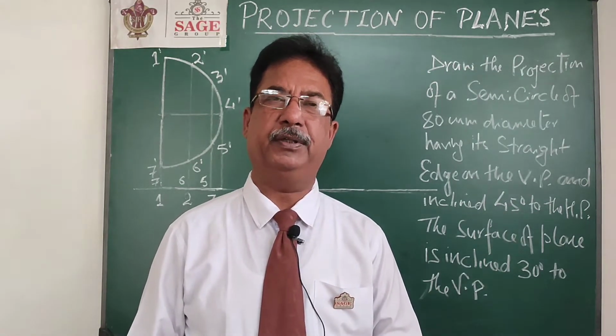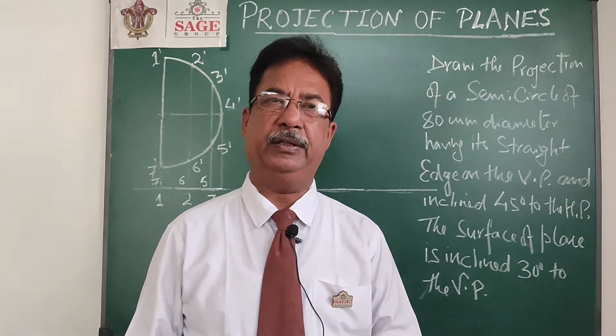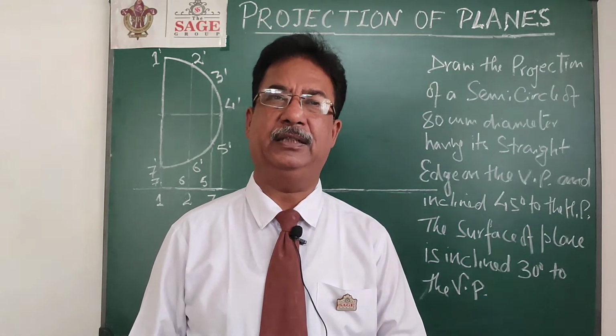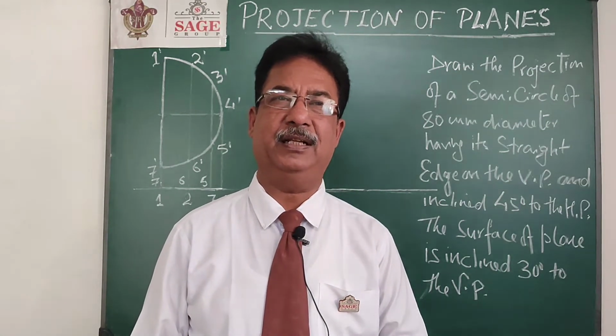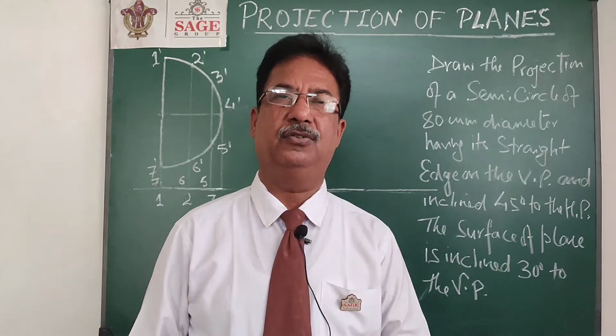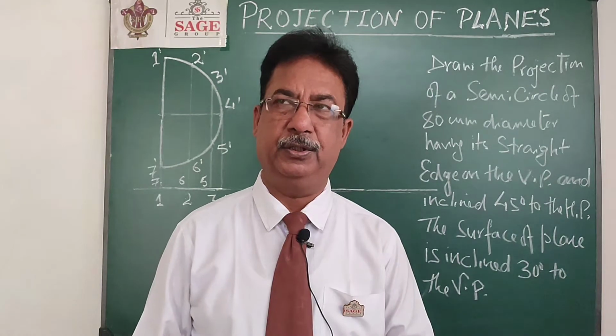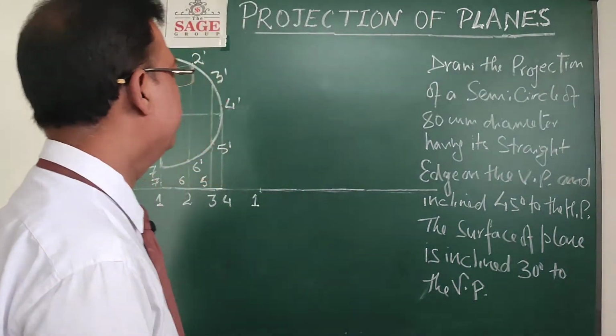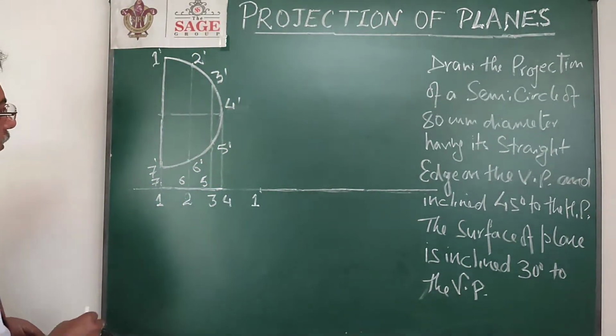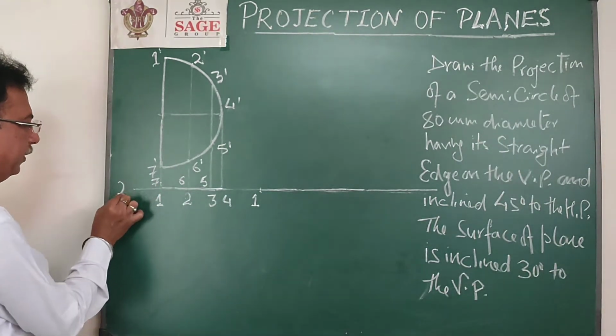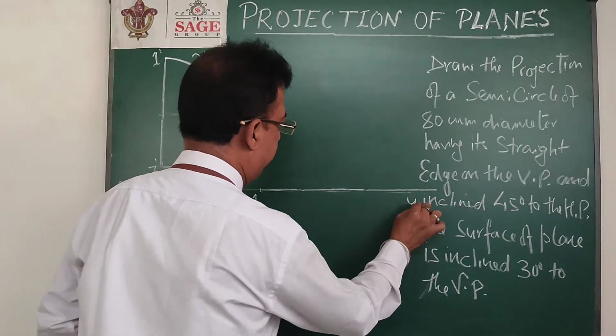So I should begin with the front view, and in the front view we will keep that straight edge, that is the only single straight edge in a semicircle, perpendicular to the HP. So I should start with the front view. Already I have drawn this figure. So this is the front view, this will be our XY line and this will be our figure.